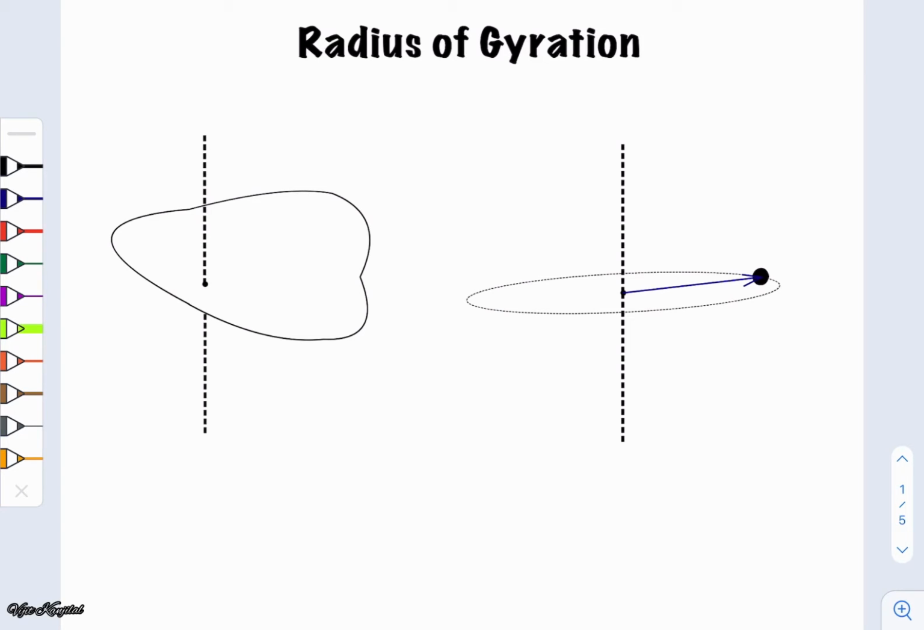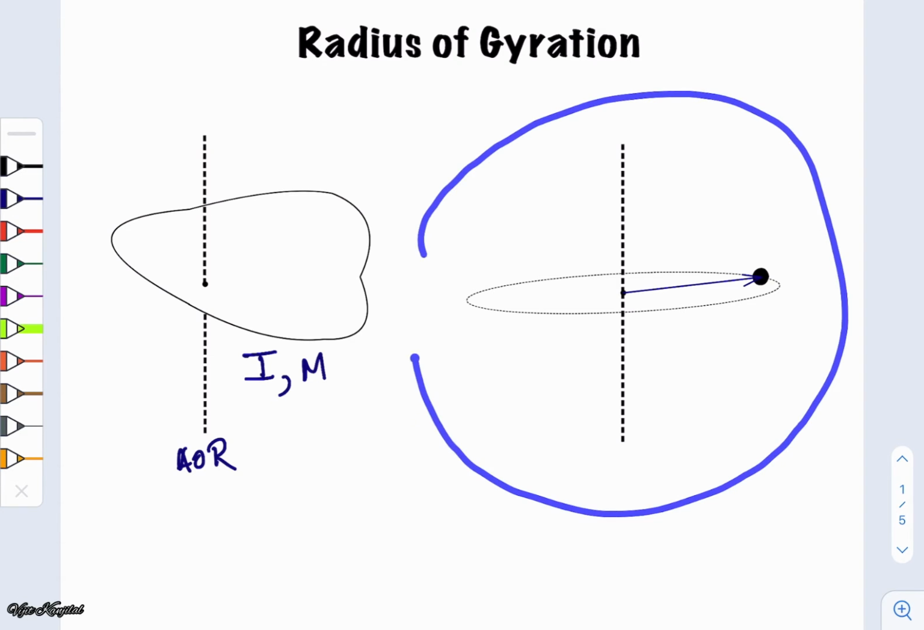So now we are going to study the concept of radius of gyration. Imagine that you have this rigid body, and the moment of inertia of this rigid body with respect to this particular axis is I, and the mass of this rigid body is m. This is our rigid body, this is the axis of rotation.